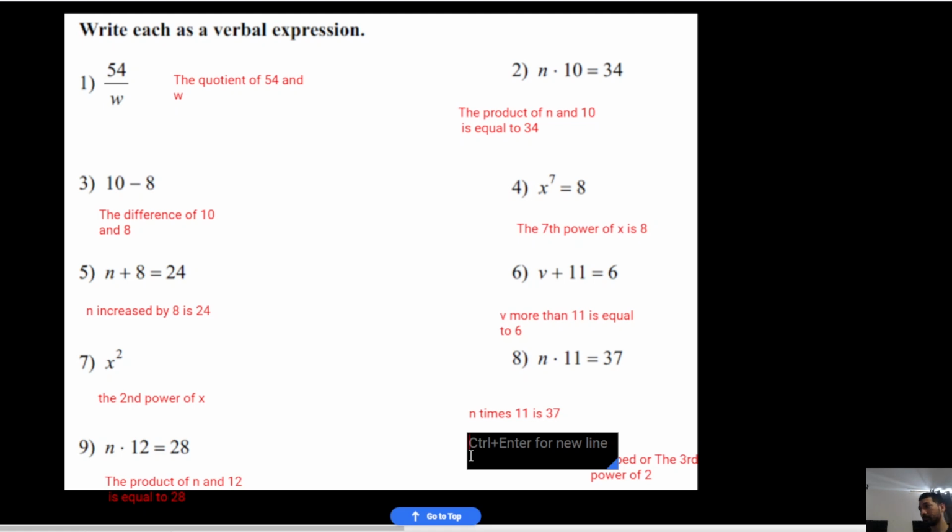Awesome. And there you have it. Remember, mastering this skill is your key to translating everyday language into the language of algebra.